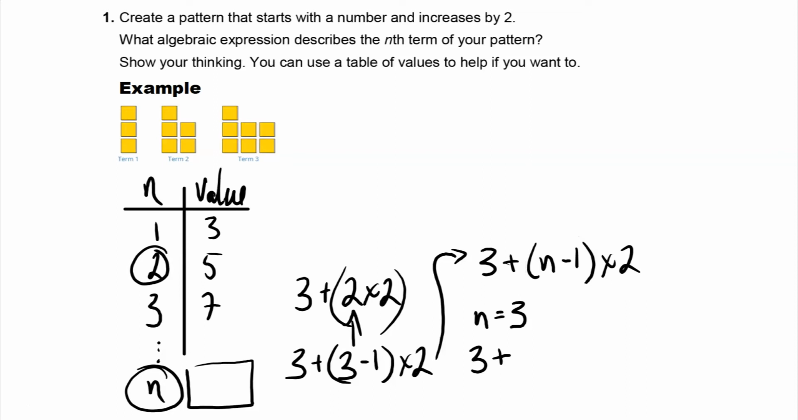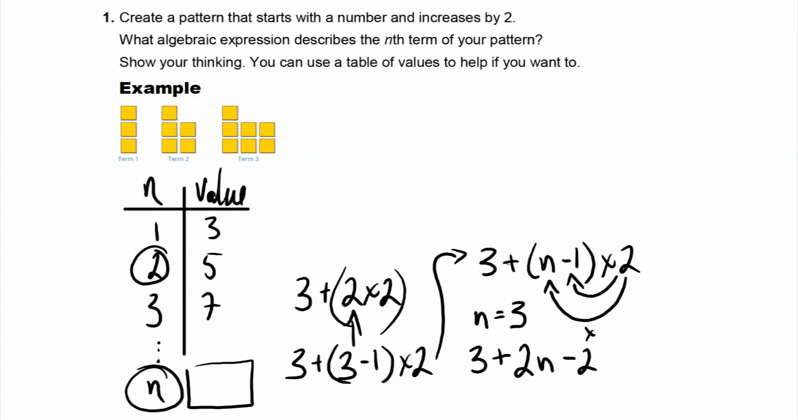If we're looking at how to multiply 2 times n minus 1, we take the 2 times the n, and then we subtract the 2 times the 1. So let's see how that works out. We end up with 2n minus 2.